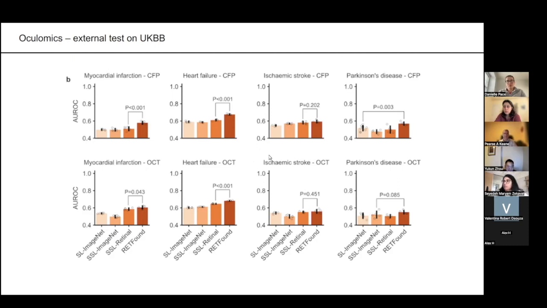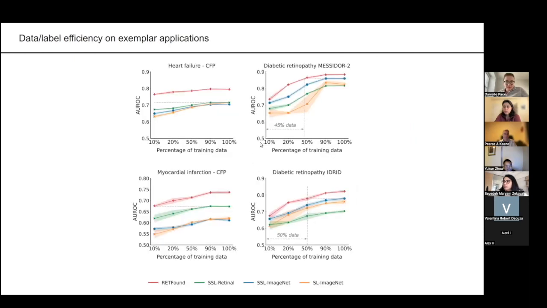But the results still show that RETFound achieves the best performance in most cases. This slide shows the data and label efficiency, which means we use different percentages of training data, as shown on the x-axis, and see how it performs using the metric AUROC. The red lines indicate the results from RETFound. Compared to the most competitive methods, for example for heart failure prediction and myocardial infarction prediction, when RETFound only uses 10% of the training data, it still can outperform or achieve comparable performance to the baseline.